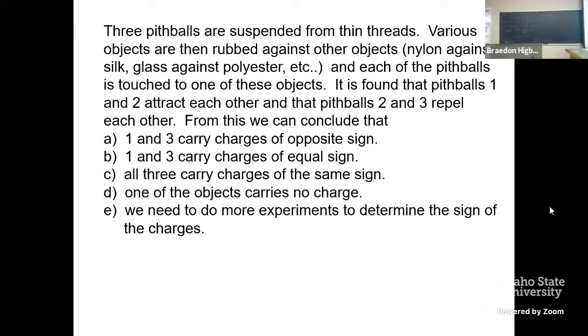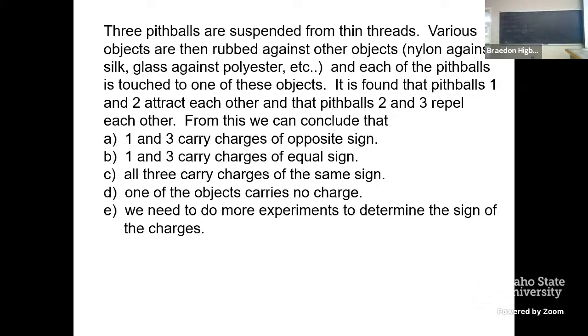Okay. Could I get a volunteer to defend E? Do we need more experiments? Go ahead, do it. Oh, wait a minute, who's this? Ethan Anderson. Okay, sir, you go, not Ethan.